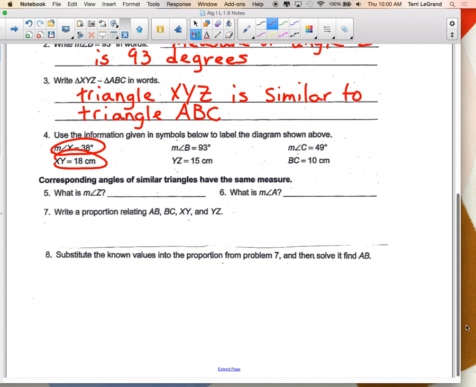So why then would the angle measures be the same? Why would corresponding angle measures in similar figures be the same? Or in other words, what creates the same shape? Same angles. Same angles would create same shapes, wouldn't they? If we can match up all the angles, their corresponding angles are equal, that's going to create the same shape. So considering that, if corresponding angles in similar triangles have the same measure, what is the measure of angle Z? So we have to find, what does corresponding mean?